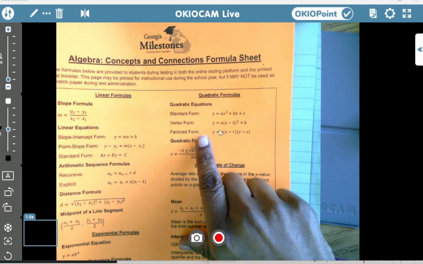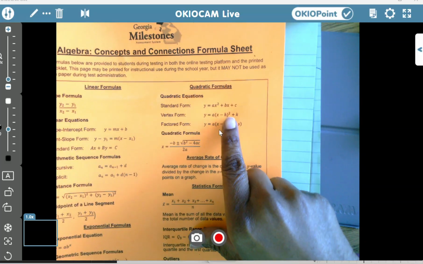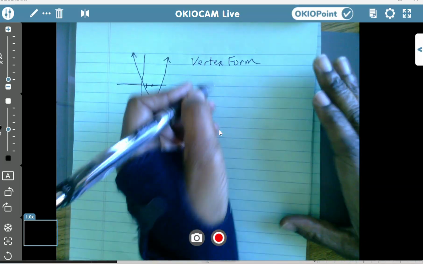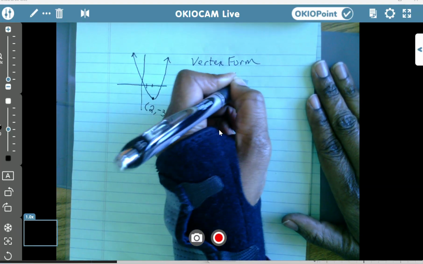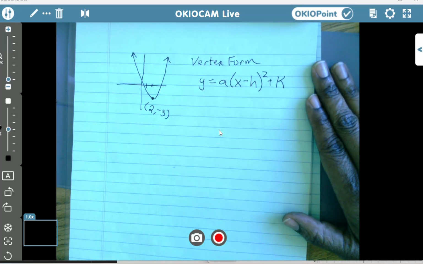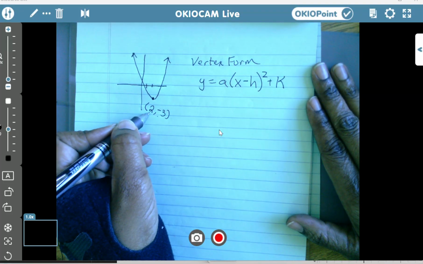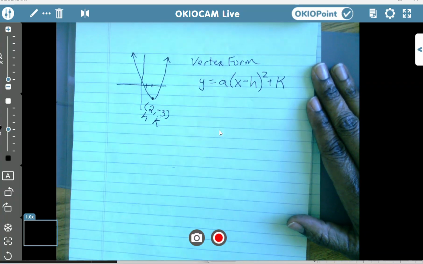The vertex form for a quadratic is y equals a times x minus h squared plus k. We're going to write that down. Y equals a parentheses x minus h squared plus k. Our vertex is 2, -3. This is your h, this is your k.